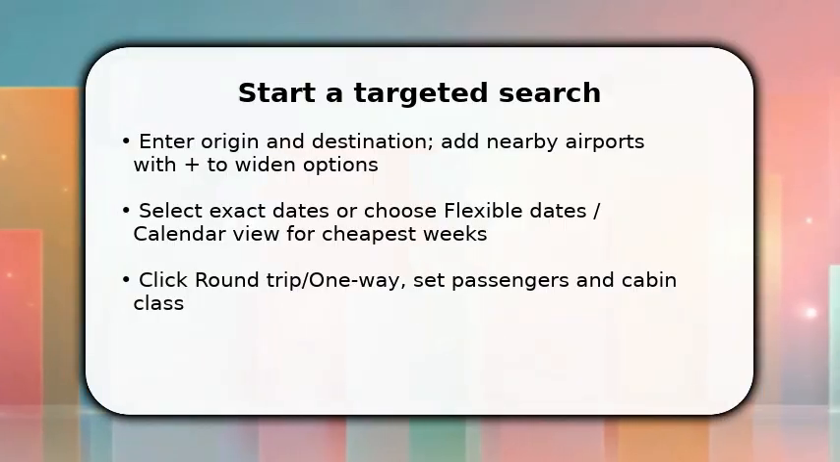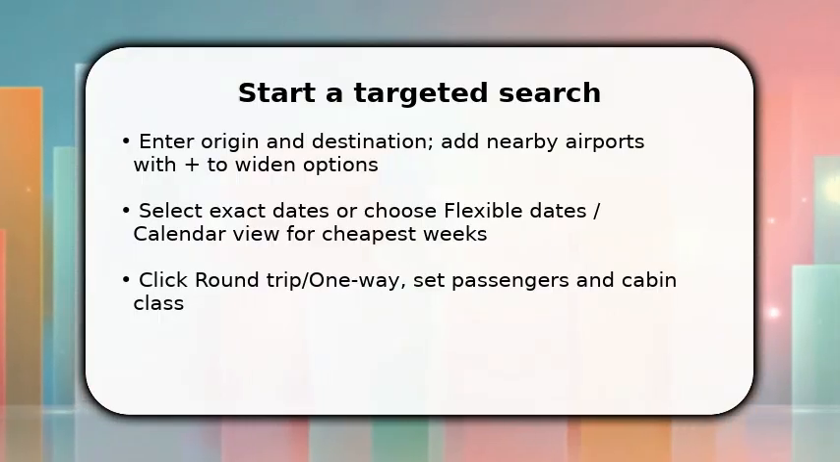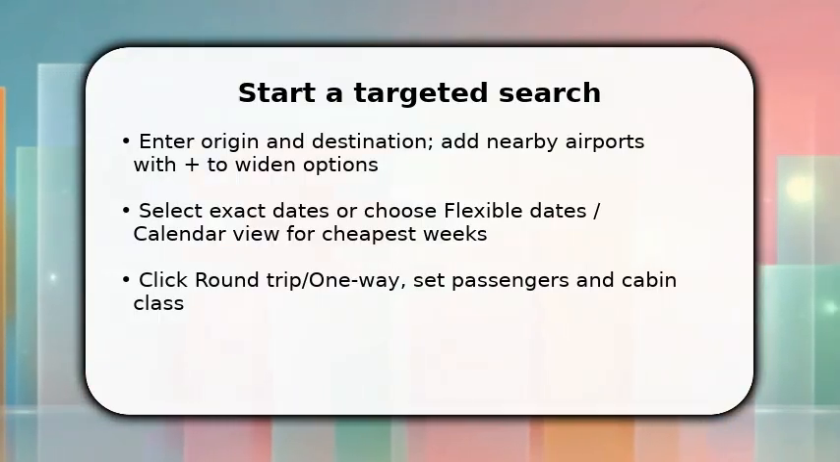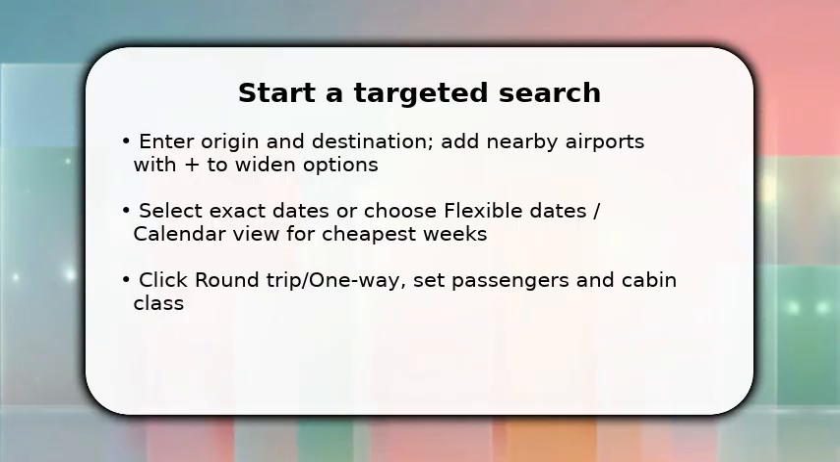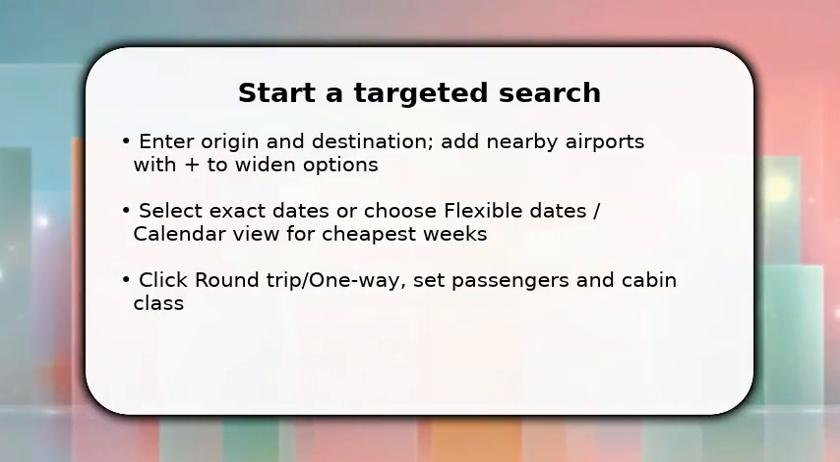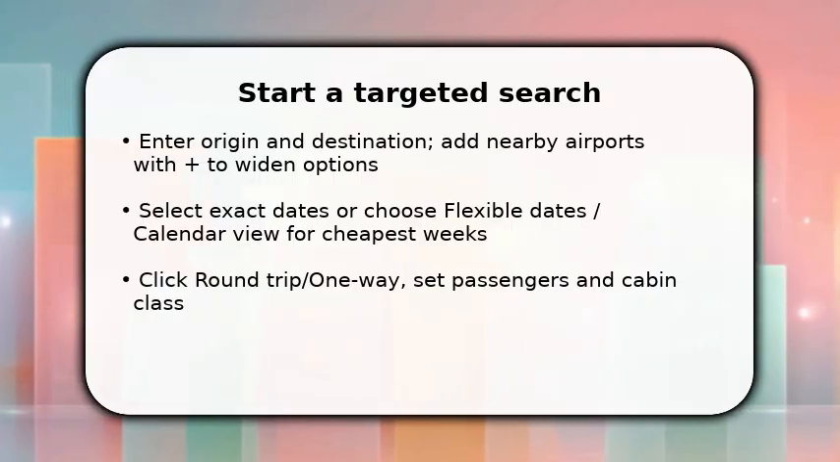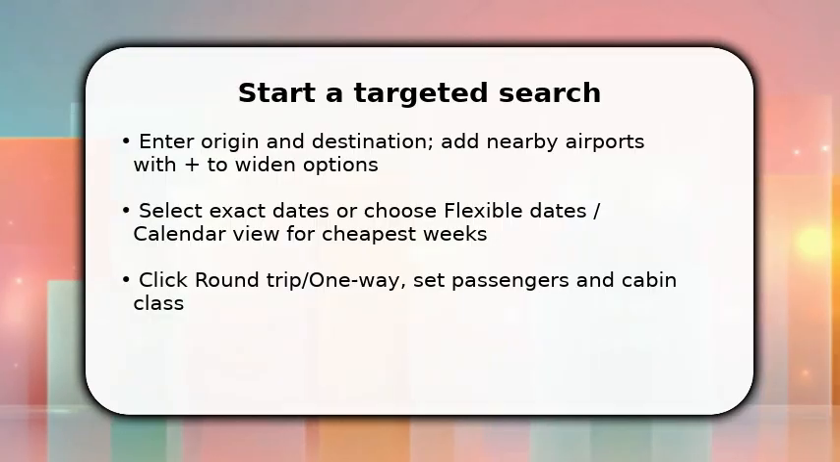You begin by opening Google Flights and typing your origin and destination. Include nearby airports to increase options. Next, pick dates, either exact or open calendar view to spot the lowest fares across months. Set passengers and cabin class now so prices reflect the correct inventory.